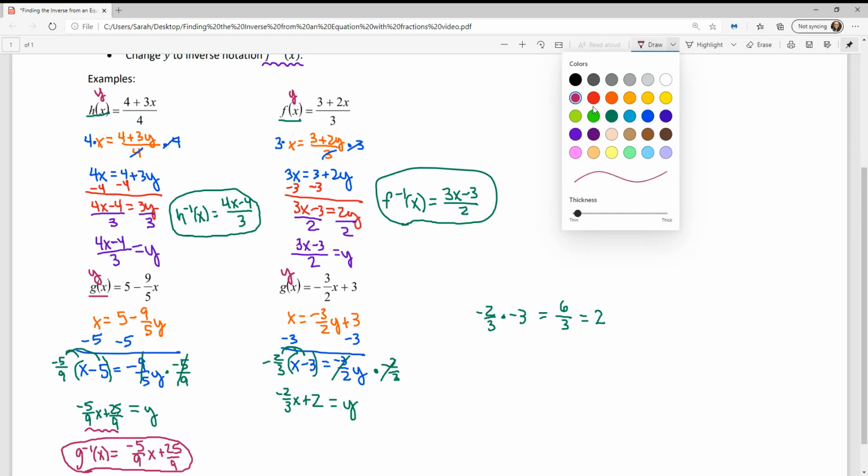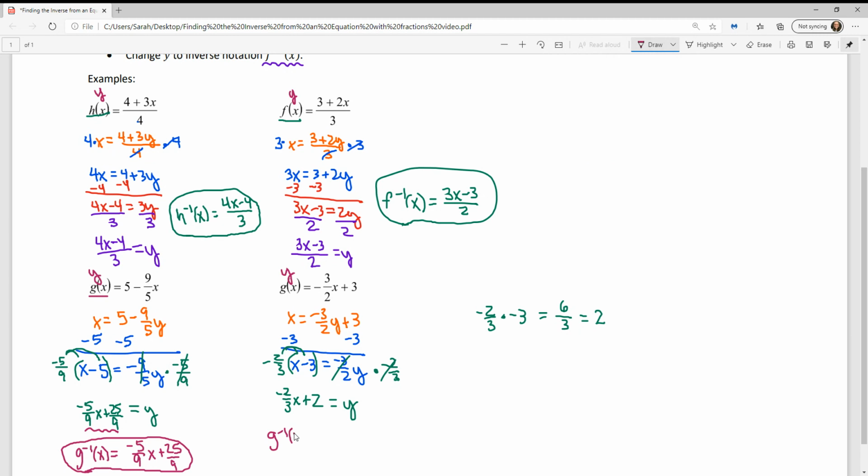Last but not least, I got to write my answer in inverse notation. So since I started with g of x, g inverse x equals all that stuff I ended up with, -2/3x plus 2. So finding the inverse with fractions, not too big of a deal.